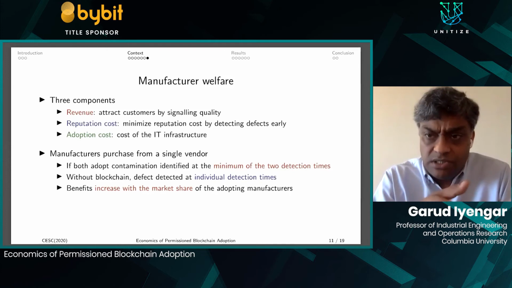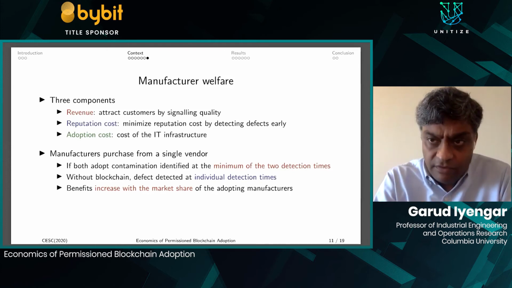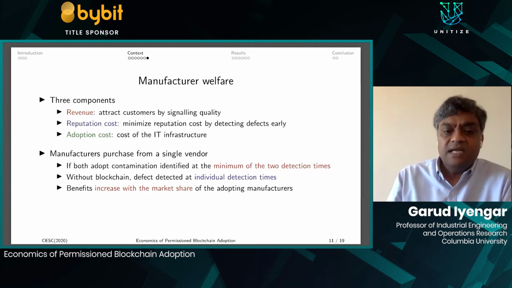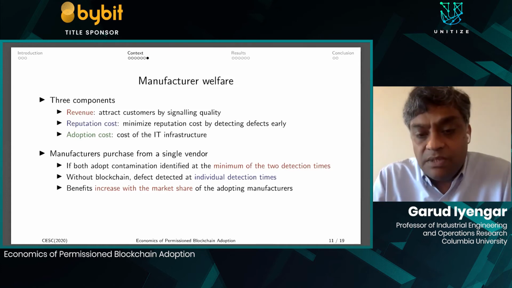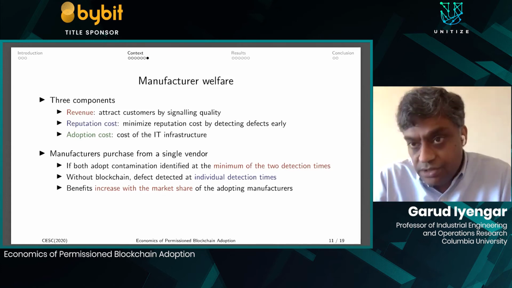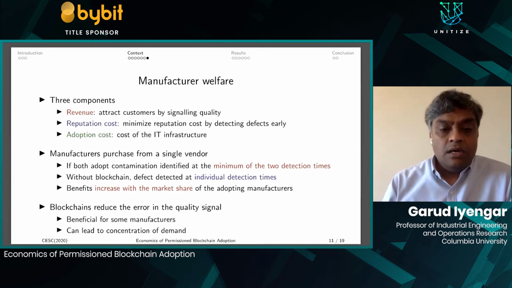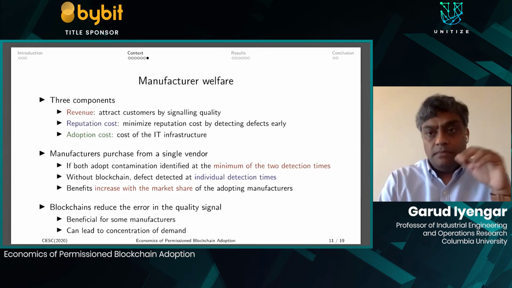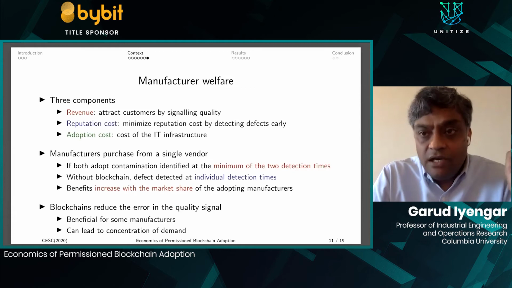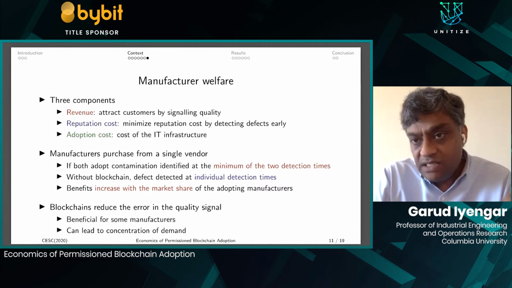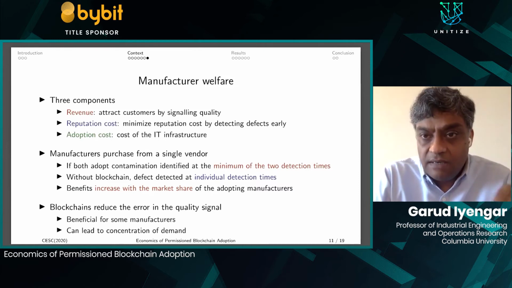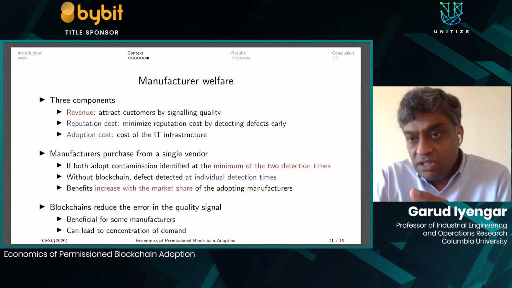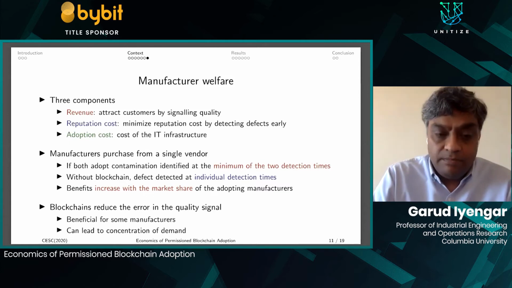And as you can also see, this is not clear from a simple analysis, but with a little bit more detailed analysis, you can see that the benefits increase with the market share of the adopting manufacturers. The blockchain also helps higher quality manufacturers because it reduces the error in the quality signal. And the way we model this is by saying that the manufacturers put their past interaction data on this blockchain, consumers are able to view it, and as a result, get a better signal.